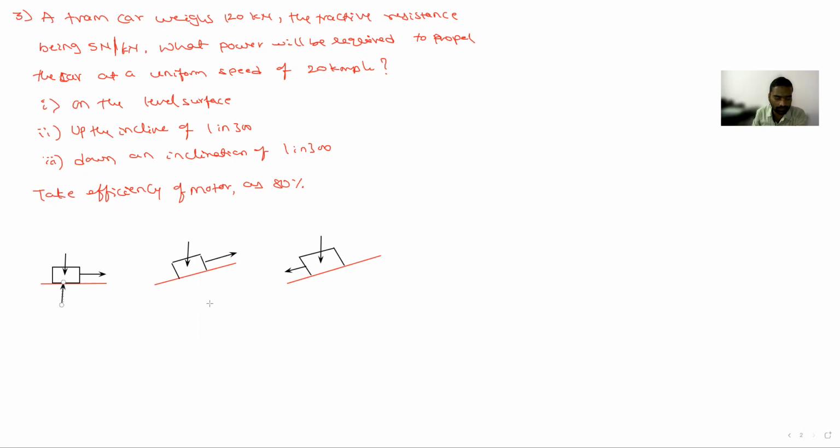Draw the diagram and solve it. The frictional force is in the opposite direction. Here also the body is moving upward, the frictional force is acting downward, and the normal reaction is in this direction. In the third case, the body is moving in the downward direction. How will the frictional force be? Upward direction, and this is the normal reaction. Okay. Write all these. Just a minute.